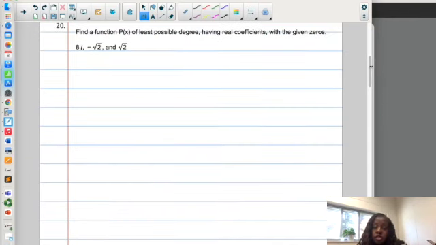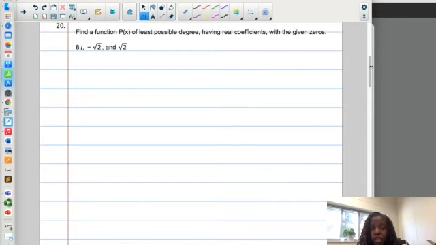Find a function of least possible degree having real coefficients with the given zeros. Now we're cooking with grease. We've got radicals, and we've got this 8i. How many zeros do we actually have?